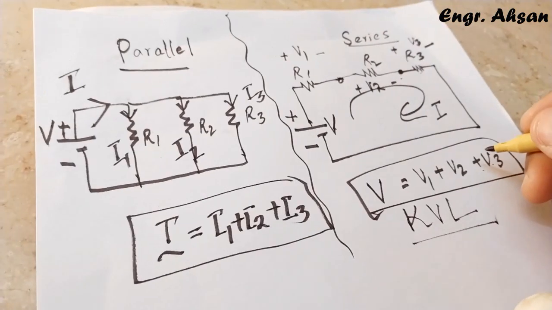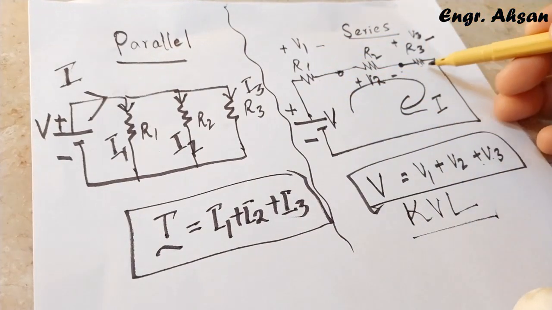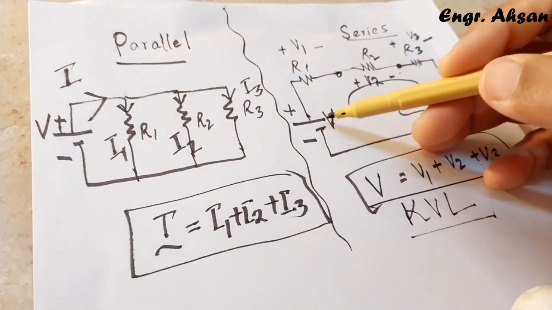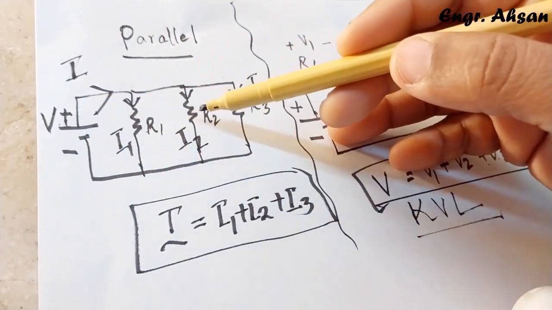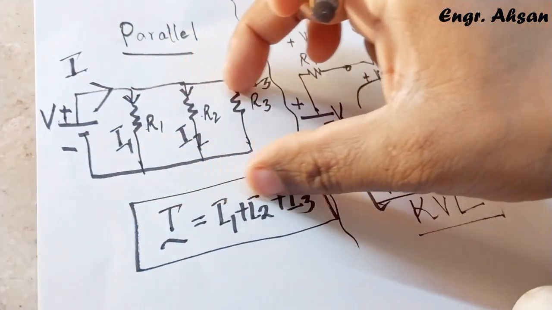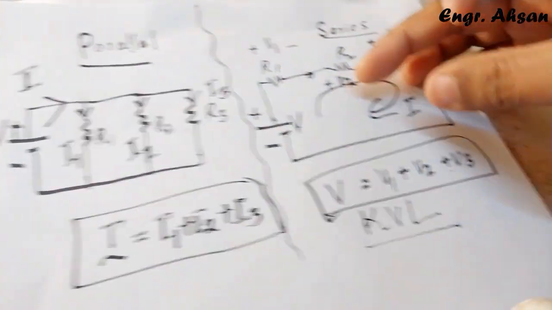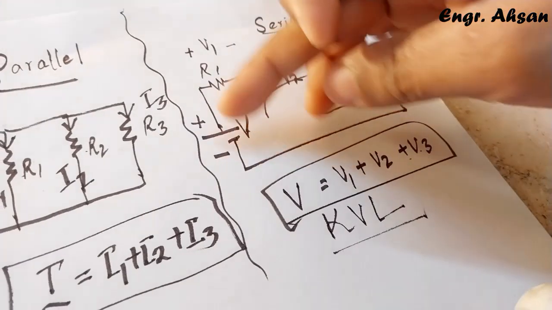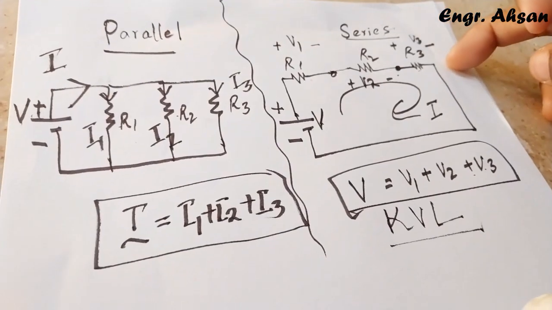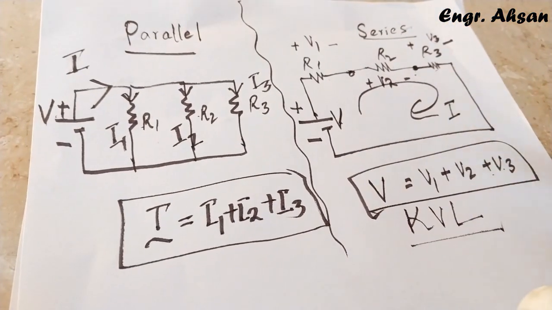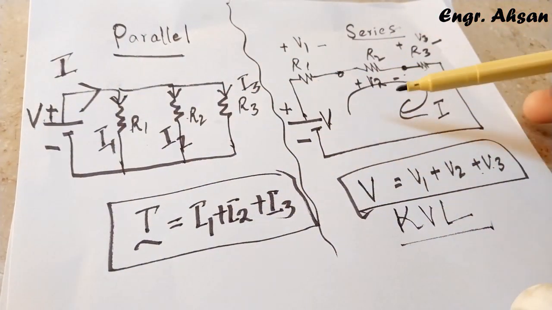Just see the difference. Here the voltage is dividing across each component, and the sum of all the voltages dropped would be equal to the voltage supplied by the battery. And here the voltage supplied by the battery would be the same across each resistor. The voltage will remain the same, but the current will divide. And here the current will remain the same and the voltage will divide. So these two are opposite. Here the voltage remains the same, the current is dividing. Here the current remains the same, the voltage is dividing.